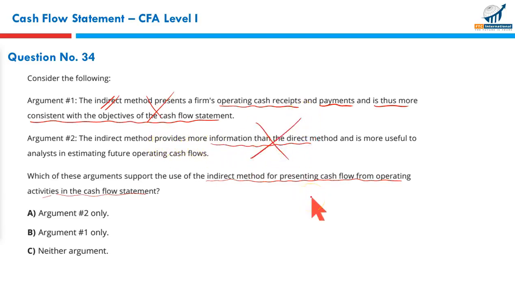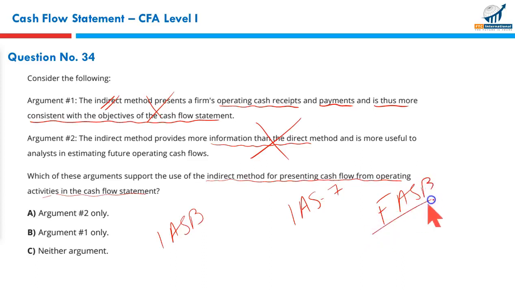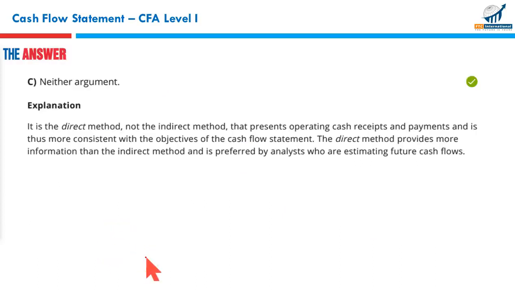Second, the indirect method provides more information than the direct method. Incorrect. The direct method is preferred not only under IFRS, IAS 7, it is also preferred under US GAAP. It is preferred by the IASB, International Accounting Standards Board, and also by FASB, the US standard setters. So they prefer the direct method, not indirect. Both these statements are incorrect. Neither argument is correct. That's C.